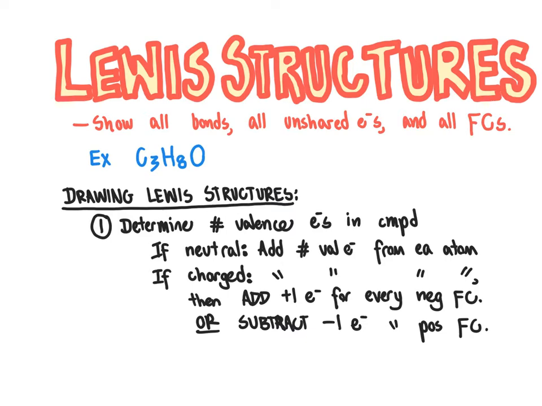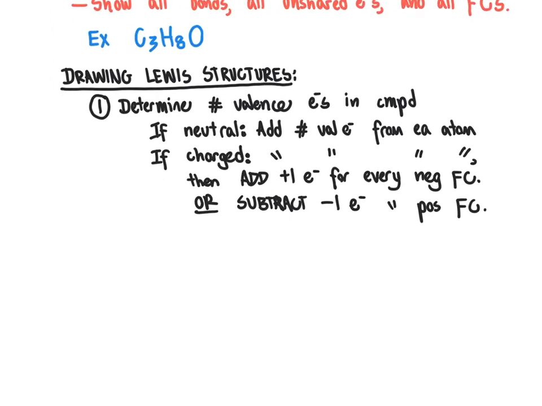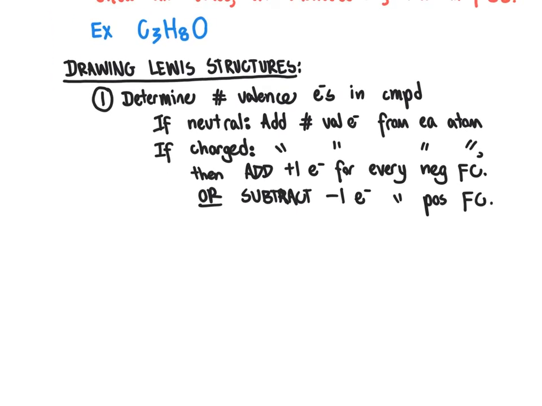So the overall count is determined by adding up the number of valence electrons from each atom in the molecule. And then if it's a charged molecule, you'll add extra electrons for each negative formal charge. If it's a positive net charge, you'll subtract an electron for each positive formal charge. So that's how we're going to go about determining the number of valence electrons in the compound.